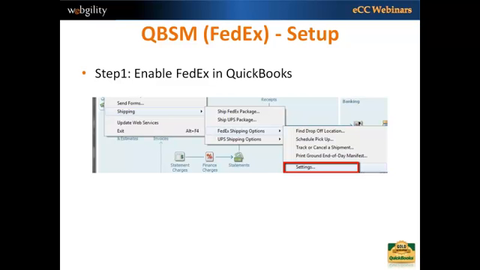So first, let's enable FedEx in QuickBooks. Under the File menu, you'll see a shipping option, and under Shipping, you'll see FedEx Shipping and a Settings button. Under the Settings screen, I can select it to go ahead and configure my account with FedEx. Now, with FedEx, you get an account number and a company shipping address, and you must agree to the terms and conditions that are provided within the application.